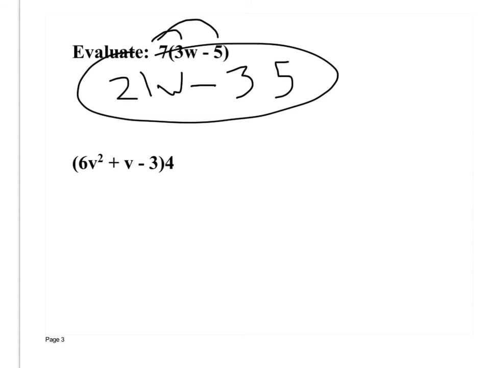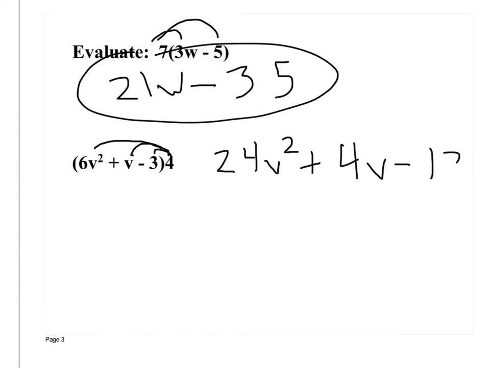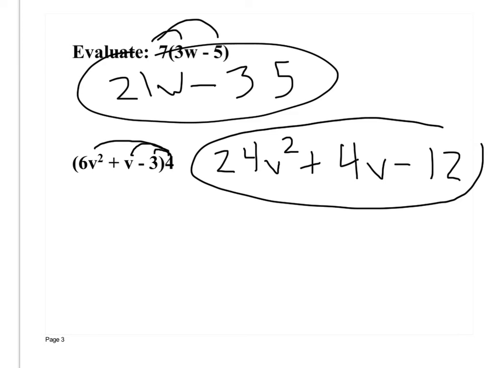21w minus 35. Now let's do this one. Let's distribute the 4 out. 6v squared times 4, what is it? You just multiply the numbers in front. 24v squared, good. Plus 4 times v, 4v, and minus 3 times 4, which is 12. I have now done every possible operation. So there you go. Any questions on how to do that?